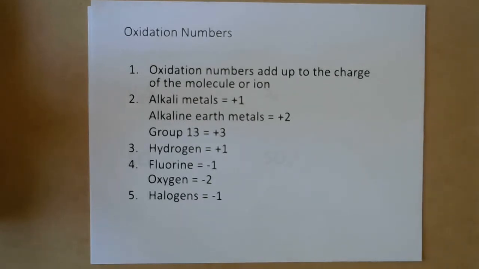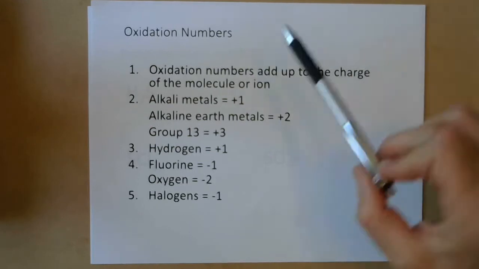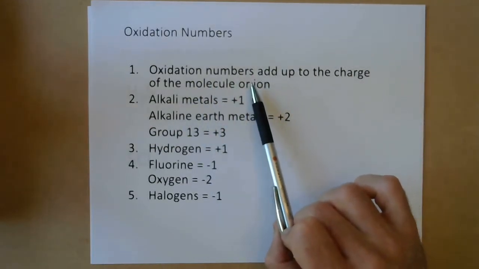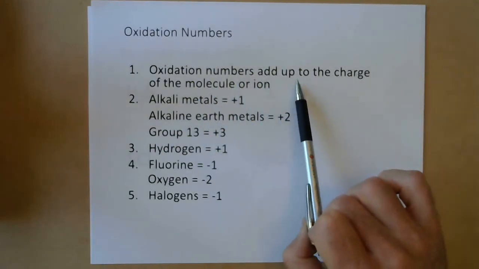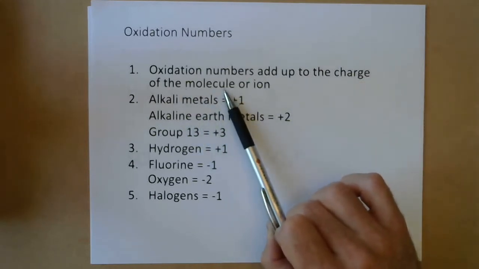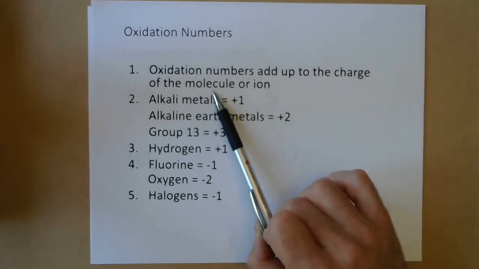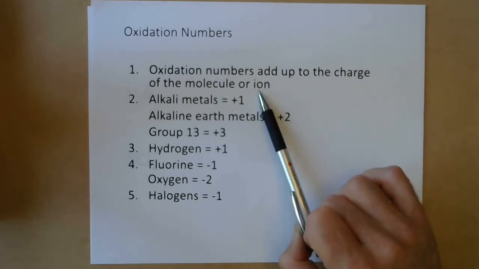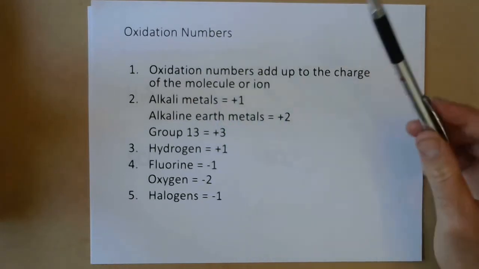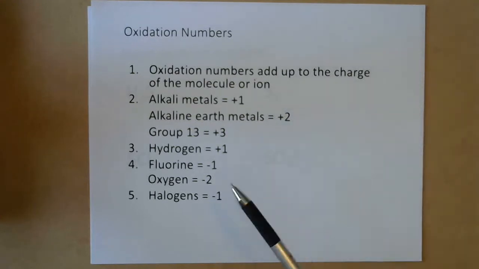When we're trying to figure out what's being oxidized and what's being reduced, it's sometimes helpful to assign oxidation numbers. And so these are the rules for assigning oxidation numbers. We'll go through a couple examples in a minute. The first rule is that the oxidation numbers are going to add up to the charge of the molecule or the ion. So that would be adding up to 0 if it's just a neutral molecule, or adding up to whatever the charge of the ion is, if it's some kind of polyatomic ion.